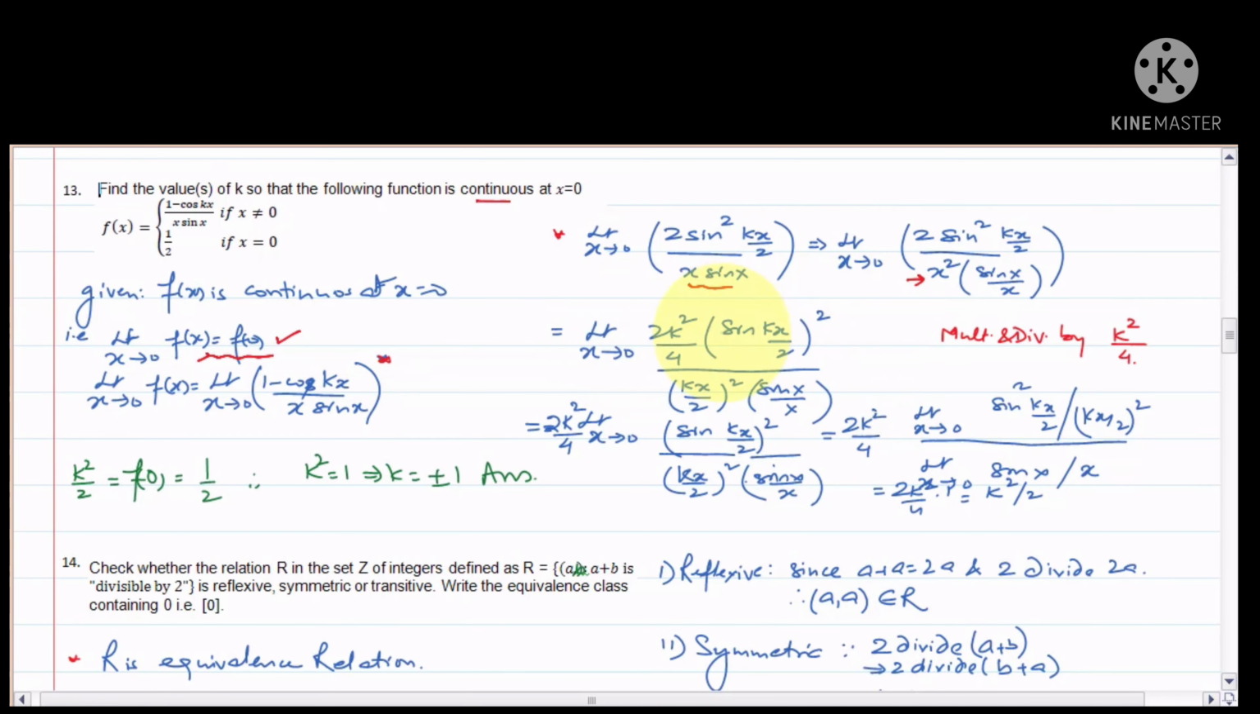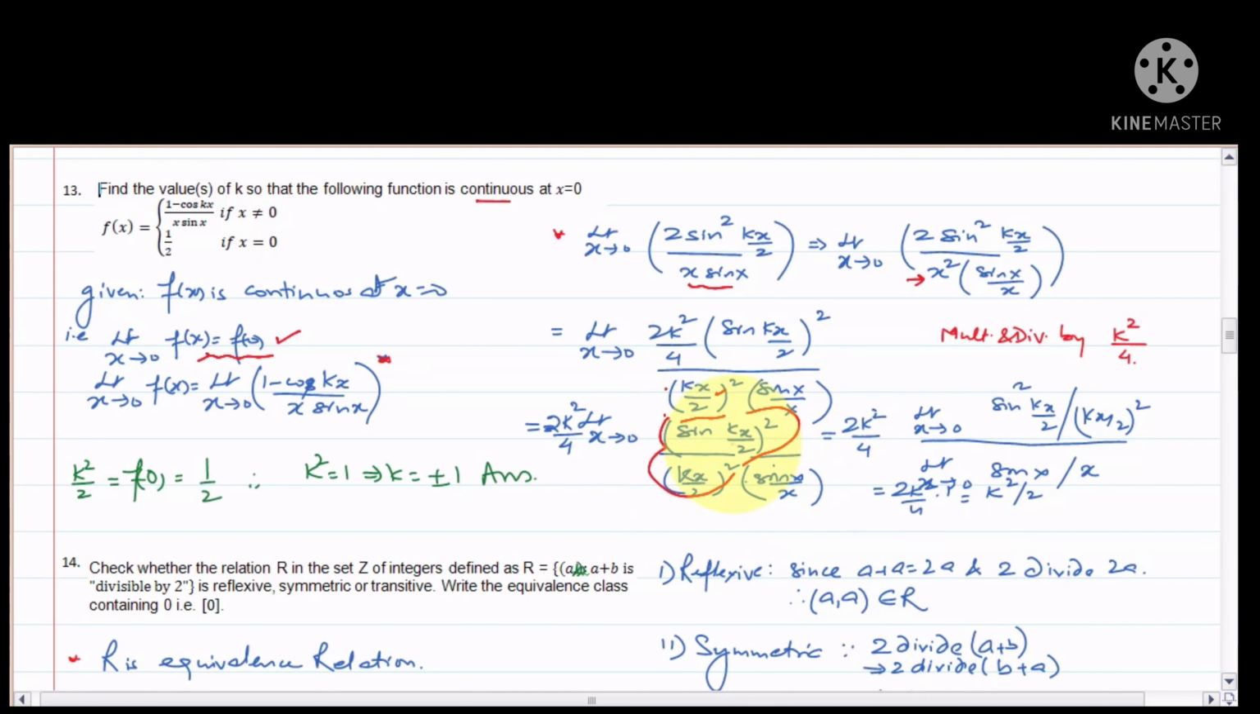Again, multiplying and dividing numerator and denominator by k square by 4, the upper term becomes 2k square by 4 into sine kx by 2 whole square upon kx by 2 whole square, into sine x by x. We have multiplied and divided by k square by 4, and written k square by 4 like this over here. X square was initially there, right? So now we can take this 2k square by 4, and since it is constant, it can be taken out. We are left with 2k square by 4 limit x tend to 0 sine kx by 2 whole square upon kx by 2 whole square into sine x by x. We know this limit will become 1.